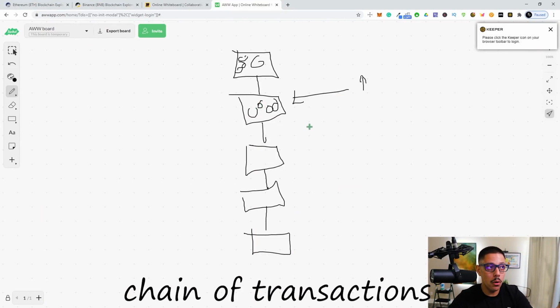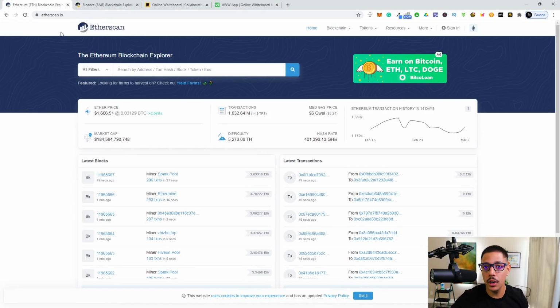Now, this public ledger, the reason why cryptocurrency is so valuable is because it's transparent and open. You could actually see the public ledger. You can see what's going on. You can see what blocks are in. And this is what a Block Explorer is, okay?